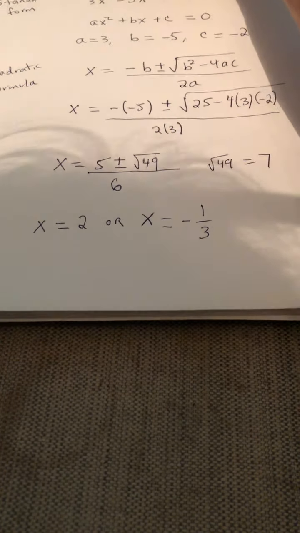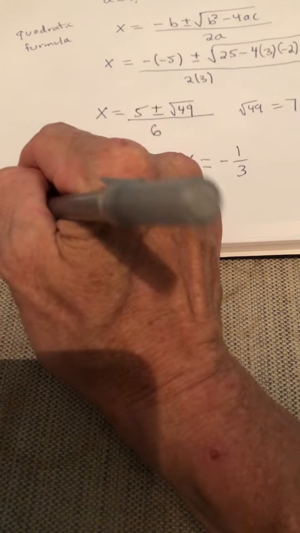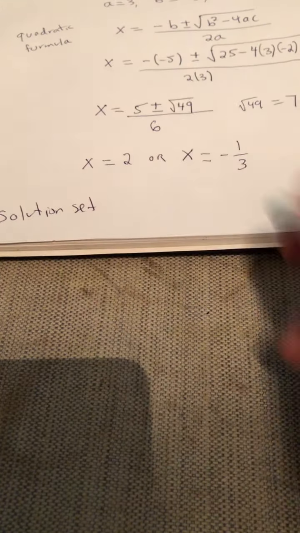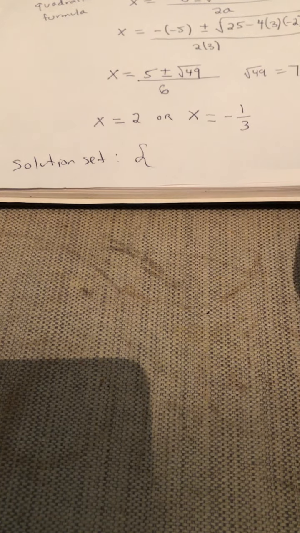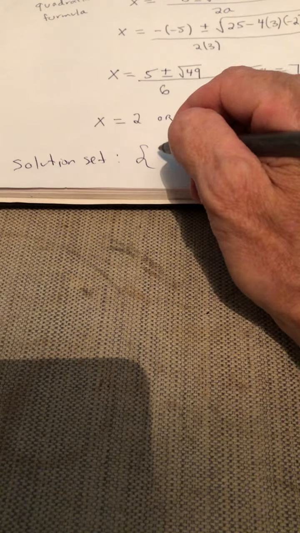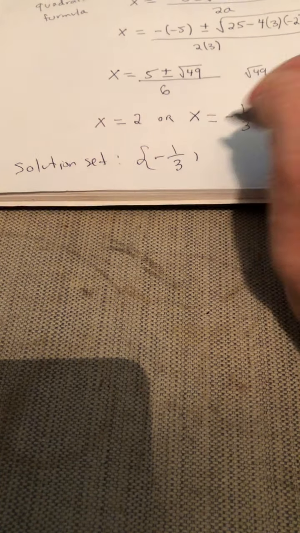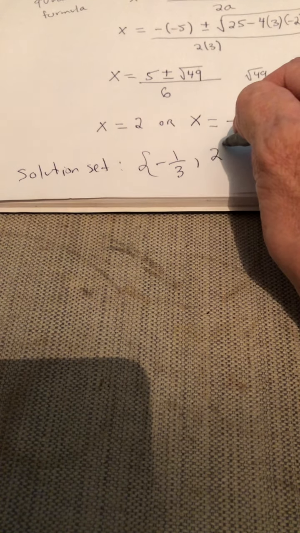So if you want to write your answer as a solution set, which means we are listing the values of x one by one, the order doesn't matter, but typically we go from smallest to largest. So the values of x that satisfy the original equation are negative 1/3 and positive 2.